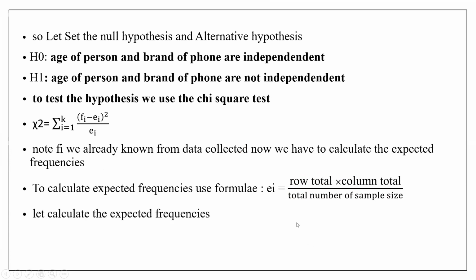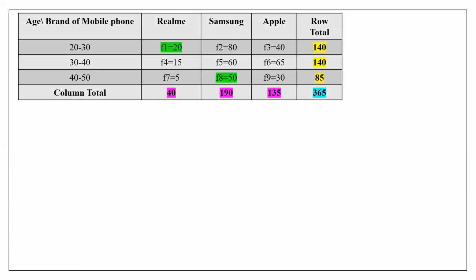So now let us calculate the expected frequencies. Fine. Now this is the data which we have collected. Same data I have taken as it is. To show you how to calculate the expected frequency for this one, I marked that in green color. The pink color is the column total, so this will be your column total 1, column total 2, and column total 3. And the yellow color represents row total 1, row total 2, and row total 3.